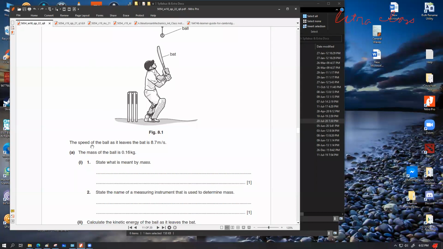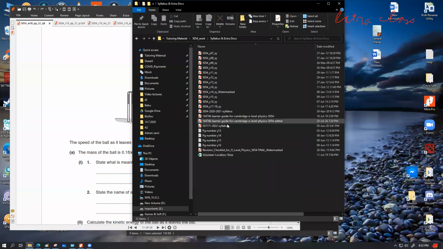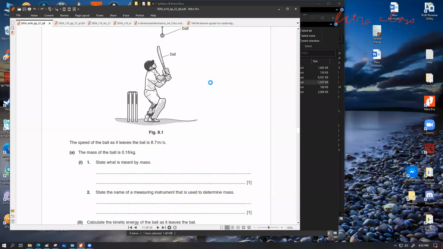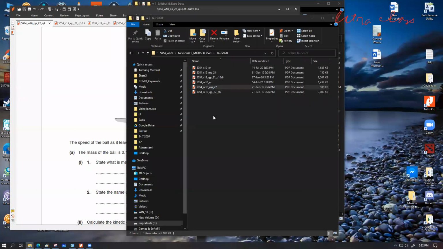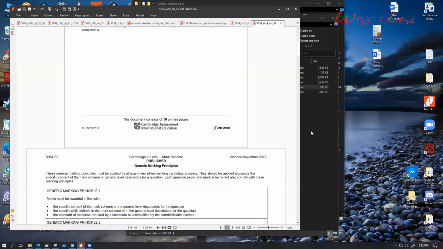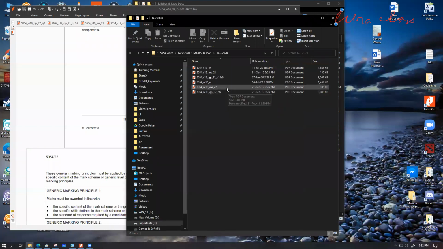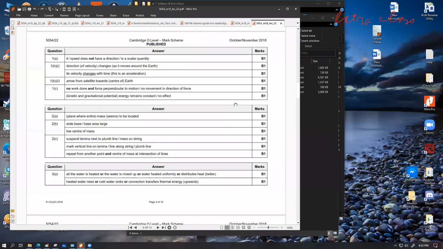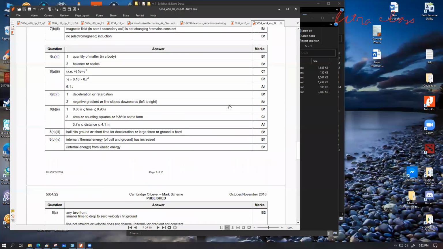Let's have a look at what their expression was. S18 examiners report, mark scheme, okay, this was 22. So S18 mark scheme 22, question number 8A2: balance or scales. Okay, fine, good, no problem.